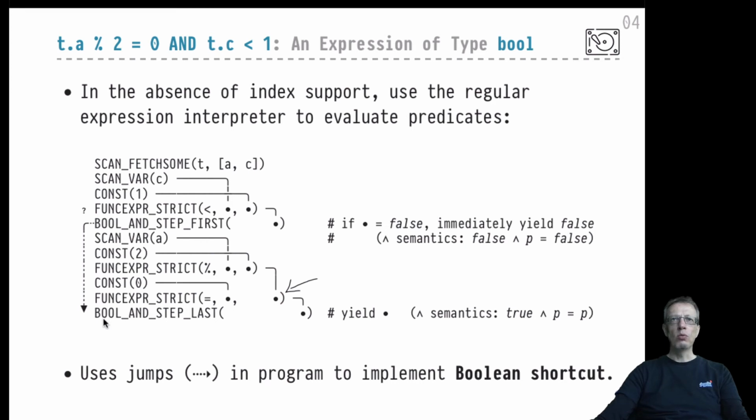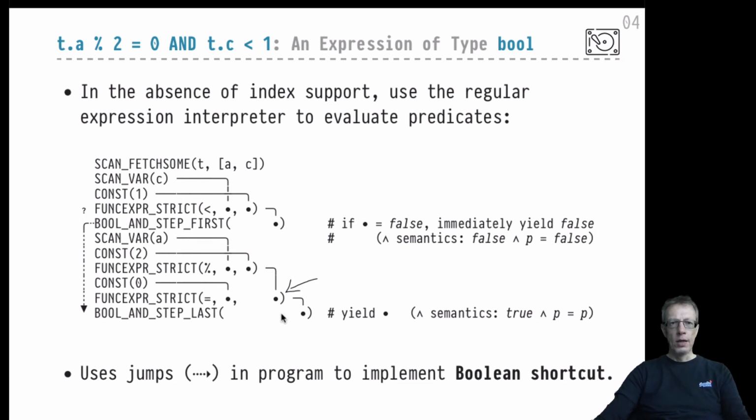And the bool and step last opcode of our interpreter would perform the necessary logic here, would check if this particular value is true and we have reached this instruction, then the entire predicate will be true. So this is a linearized expression interpreter program used to evaluate predicates that receive no index support.